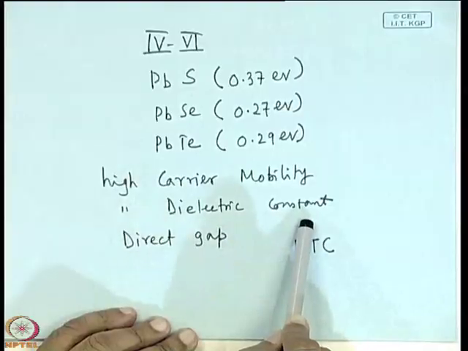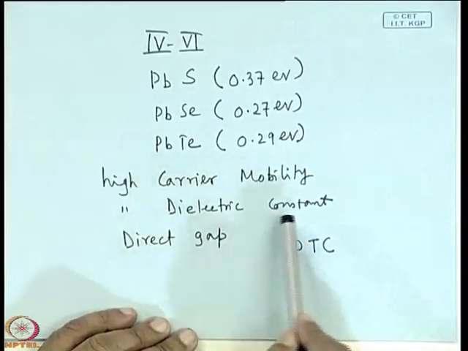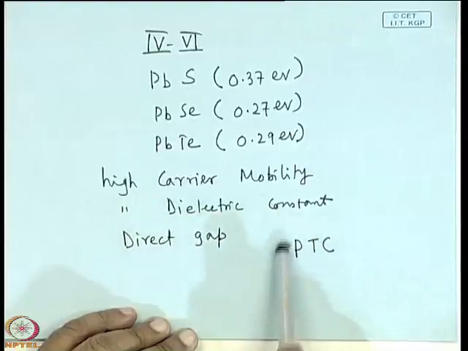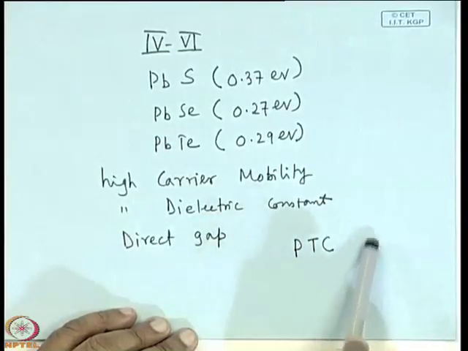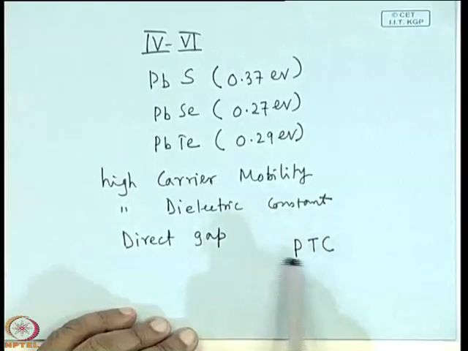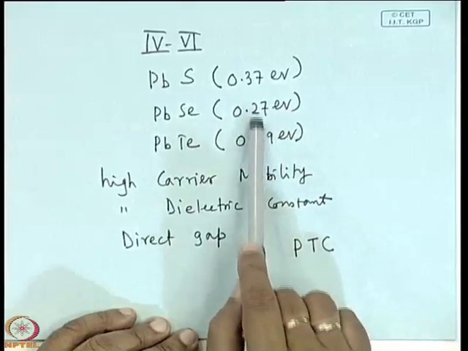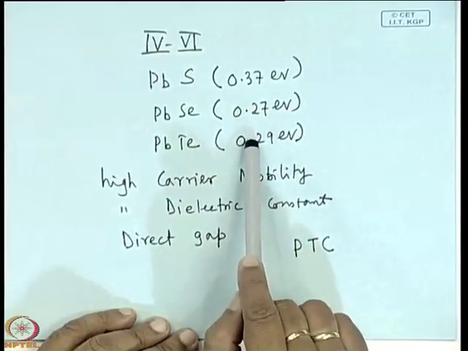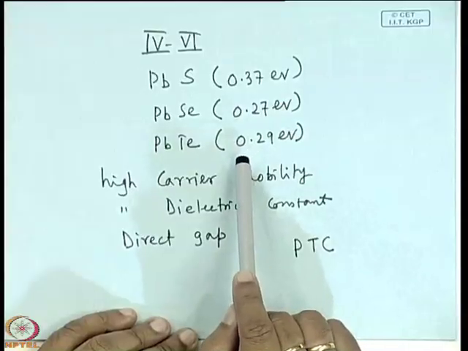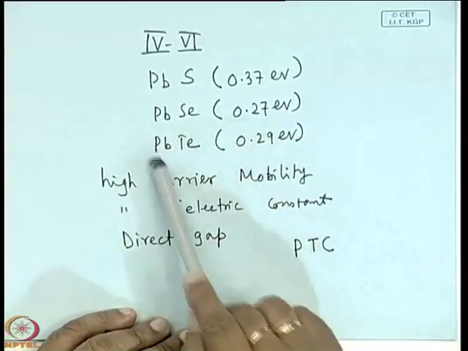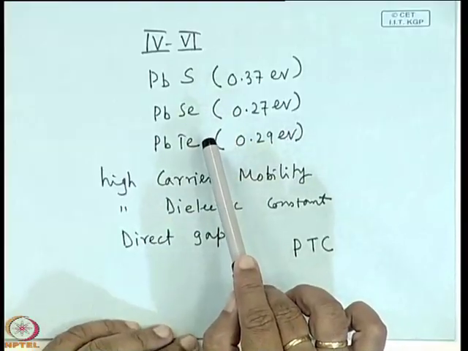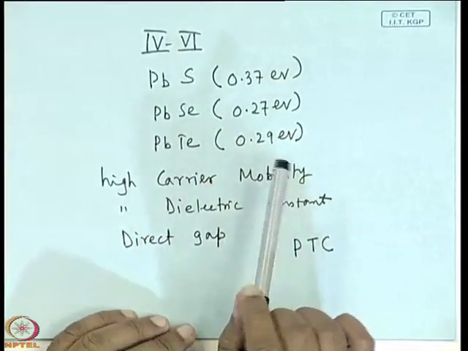Other advantages are that it has high carrier mobility, a very high dielectric constant, and a direct band gap. So, some advantages are there, but the positive temperature coefficient is there, and its main application is as detector material. That means infrared detector, because the band gap is very low. Another application is thermoelectric, because lead telluride or lead sulphide are used for thermoelectric applications. So, many materials are there, and these compound semiconductors are used for different kinds of applications.